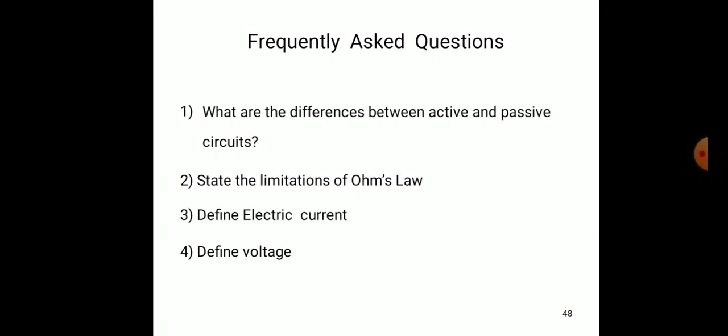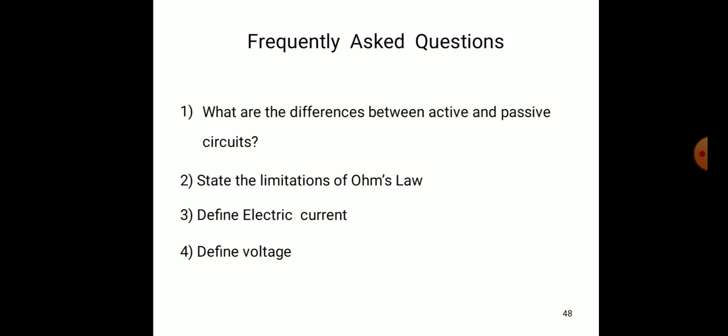The important questions are: what are the differences between active and passive circuits? You know already, active circuit and passive circuit. Active circuit means the circuit elements which can supply energy to the remaining circuit are called active elements. Passive circuit means the circuit which does not involve frequency is called a passive circuit. The circuit elements which can store the data.